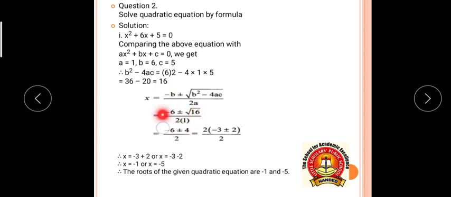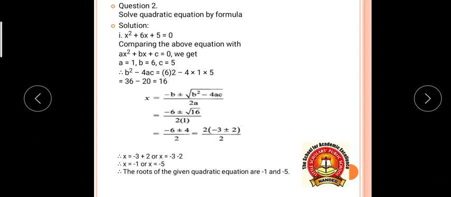So minus b is minus 6, plus minus square root of 16. So square root of 16 is 4. So minus 6 plus minus 4 upon 2. So you have to take one time plus 2 and another time minus 2. By taking 2 common, you will cancel out. What will you get? Minus 3 plus 2 and minus 3 minus 2. Therefore x is equal to minus 1 or x is equal to minus 5. So minus 1 and minus 5 are the roots of the given quadratic equation.